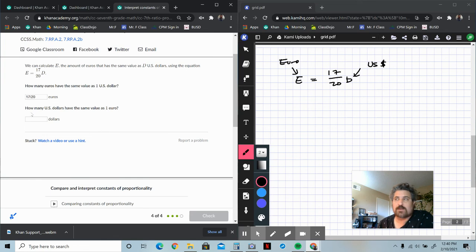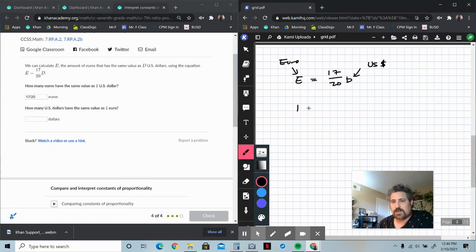And then the other answer here is how many US dollars have the same value as 1 euro? If you're thinking about that, if we set the euro equal to 1, and then we solve for the dollars, you'll get that answer. So how do you undo times by 17/20? You're going to divide by 17/20 on both sides. And that's going to give you the answer you're looking for.